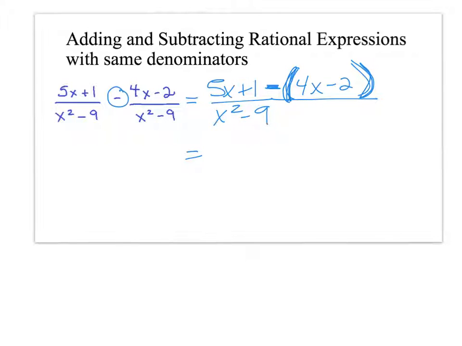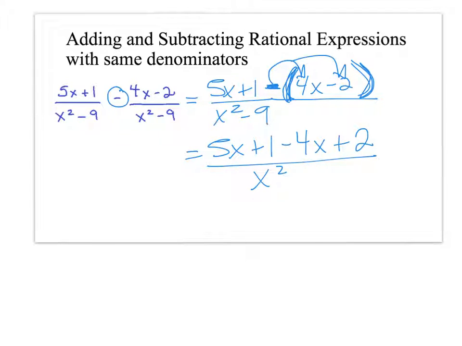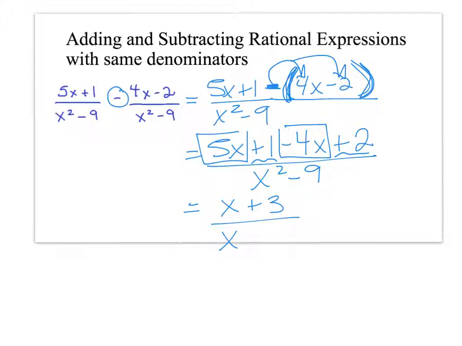Because now I'm going to simplify that top. I leave 5x plus 1, but then I'm going to apply that negative to both terms inside the parentheses. So 4x becomes negative 4x, and negative 2 becomes positive 2 because of that subtraction sign. And again, I keep my denominator because they were like terms. Now I want to simplify. 5x minus 4x, I'm going to combine those like terms, and I get x, and positive 1 plus positive 2 gives me positive 3, all over x squared minus 9.